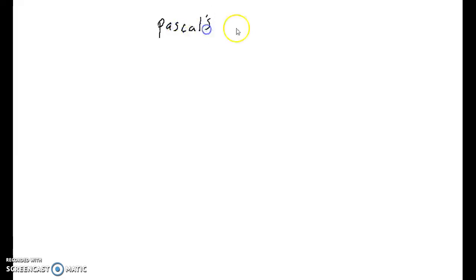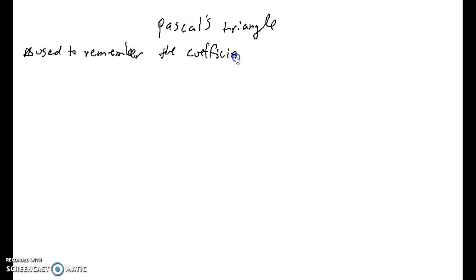So Pascal's triangle. And it's used to remember the coefficients in binomial expansion.